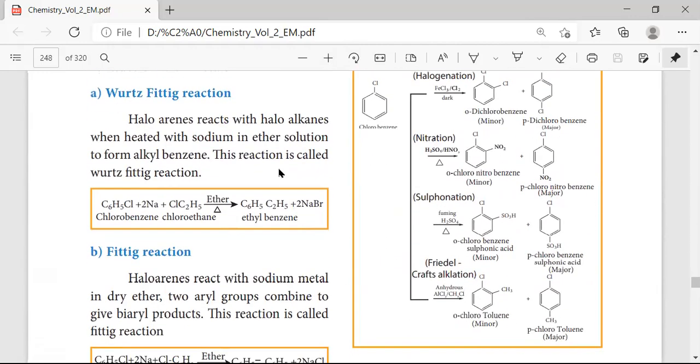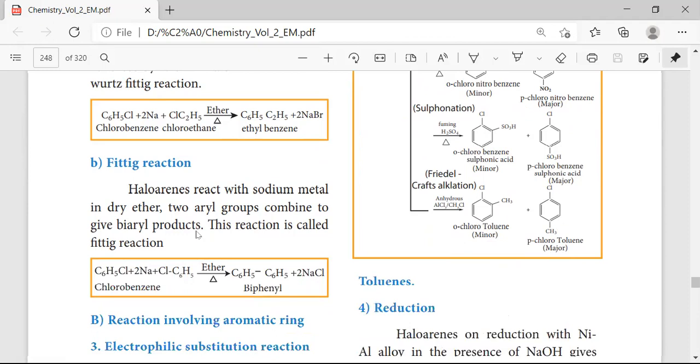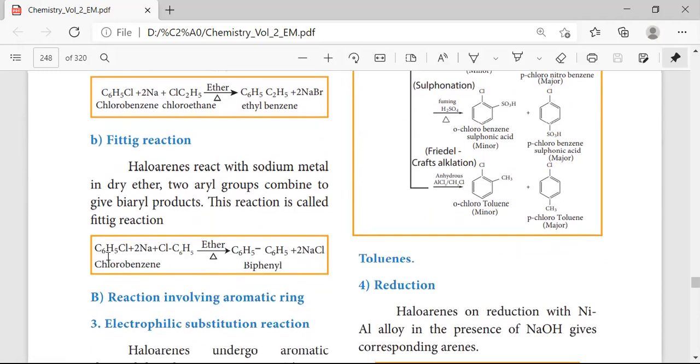Okay, now comes the Wurtz-Fittig reaction. That is a reaction with metals. So chlorobenzene with chloroethane reacts with sodium in the presence of dry ether. On heating, we get ethyl benzene. Now, Fittig reaction. Here in Fittig reaction, chlorobenzene, sodium, and then this we have to take two haloarene. Presence of dry ether. On heating, we get the product as biphenyl.